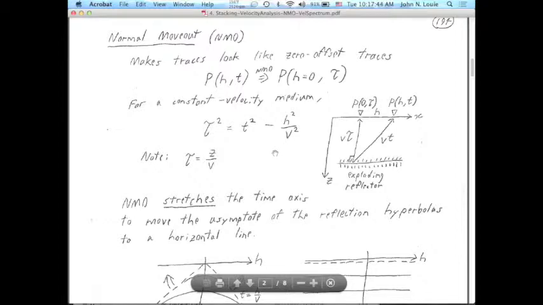So here's the NMO correction for a constant velocity medium. All right, so the zero offset time squared, tau squared, is equal to the time t squared, the total two-way time squared, or the multi-offset time squared, minus the half offset squared, h squared, over the velocity squared, the constant velocity. Note that in this cross section on the right, tau is equal to z over v. Okay, so as you might expect, it's the one-way time down.